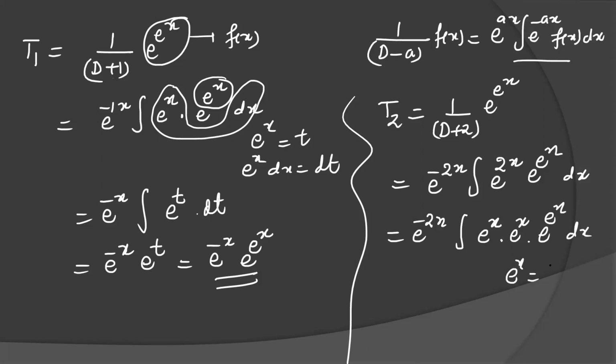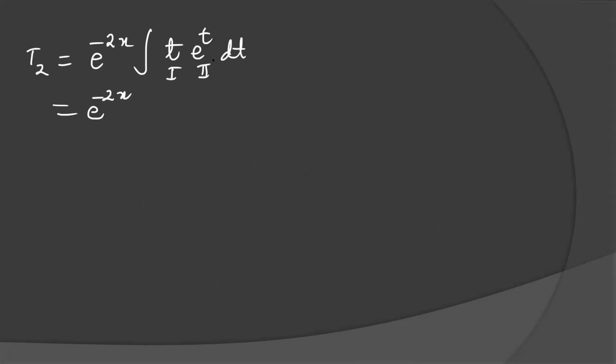Again, let e to the power x equal t, so e to the power x dx is going to be dt. So term 2 is now e to the power minus 2x times the integral of t into e to the power t dt. Here t is the first function and e to the power t the second function; use integration by parts. It is e to the power t times (t minus 1); never add a constant. Put back the value of t: e to the power x e to the power x minus 1.